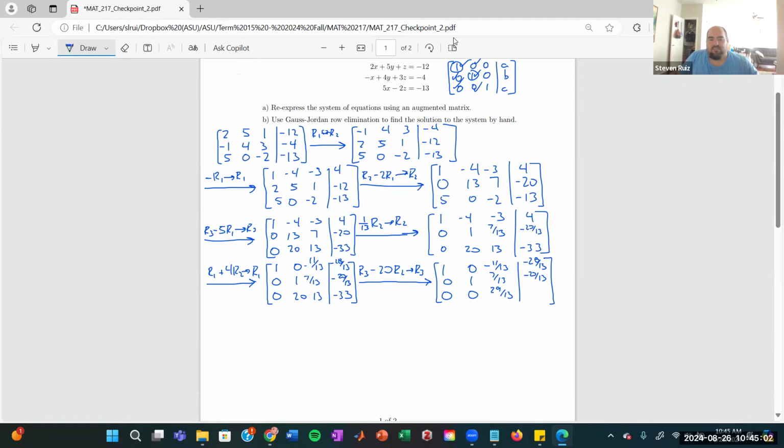And we got one more entry to go here before we declare victory on this second column. So row 3 is negative 33 minus 20 times row 2 times negative 20/13. So what is 33 times 13? I'm not sure.